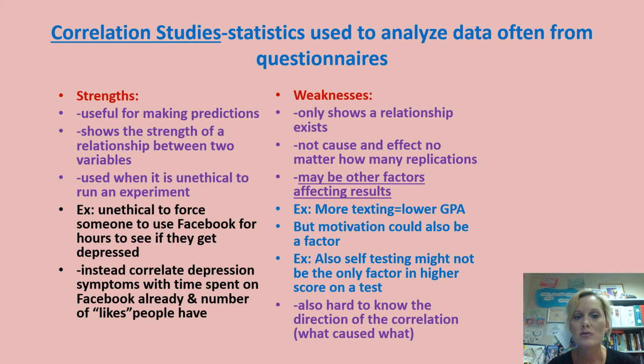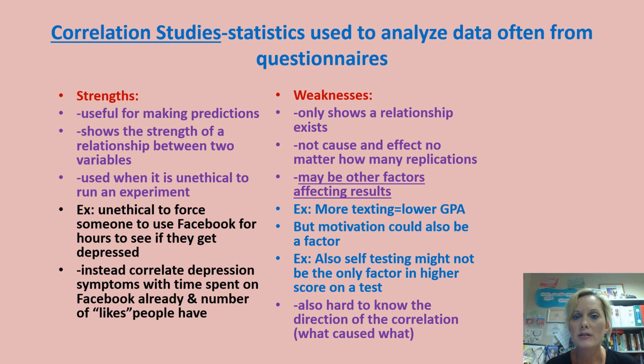So, strengths: it's useful for making predictions. People use correlation studies in order to then do an experiment to create that validity for causation. And then it shows the relationship between two variables. And it's used when it's unethical to run an experiment that you might not be able to do. For instance, it's unethical to force someone to use Facebook for hours to see if they get depressed. So you might instead correlate depression and see how many people spent time on Facebook and the number of likes they had, and then you could find a relationship between different variables instead of doing an experiment.